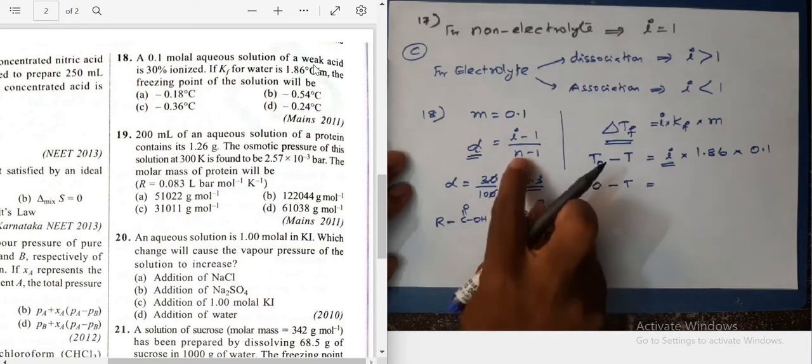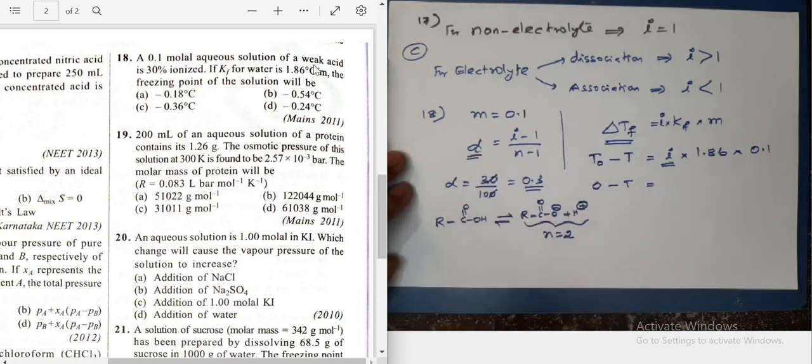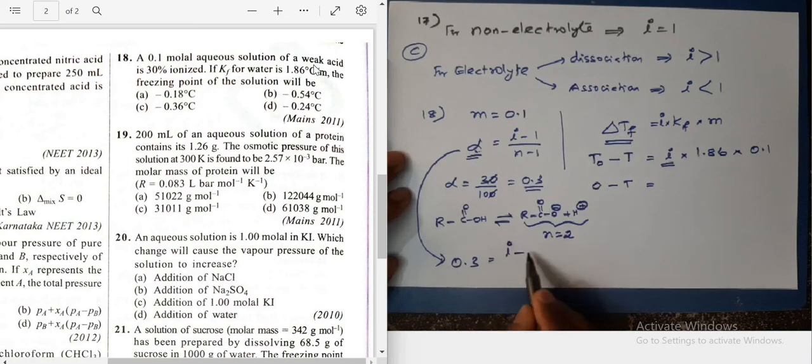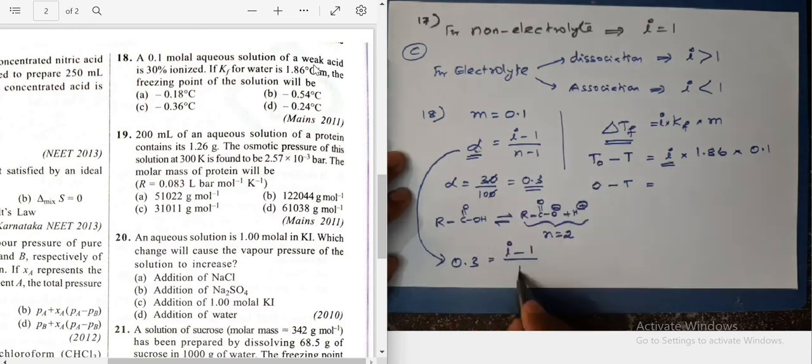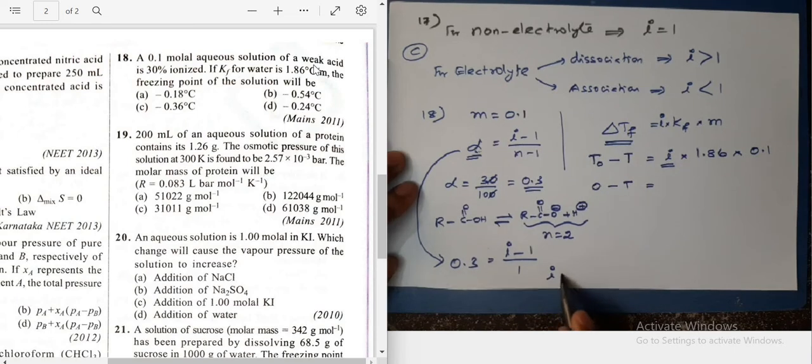I'll put this value here. Therefore, the alpha value is 0.3. I'm substituting it in this. Alpha value is 0.3. We need to find i minus 1 by n minus 1, and the n value is 2. 2 minus 1 is 1. Therefore, i equals, bring this minus 1 to the left-hand side, so you get plus 1. 1 plus 0.3 is 1.3. This is the value of the Van't Hoff factor.